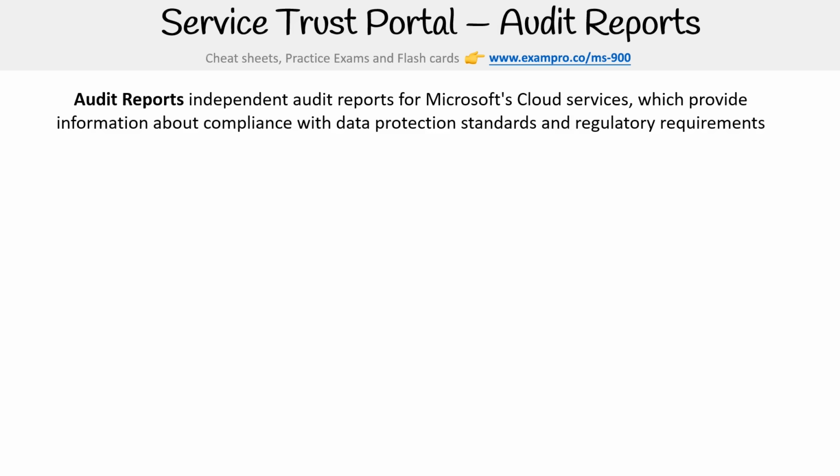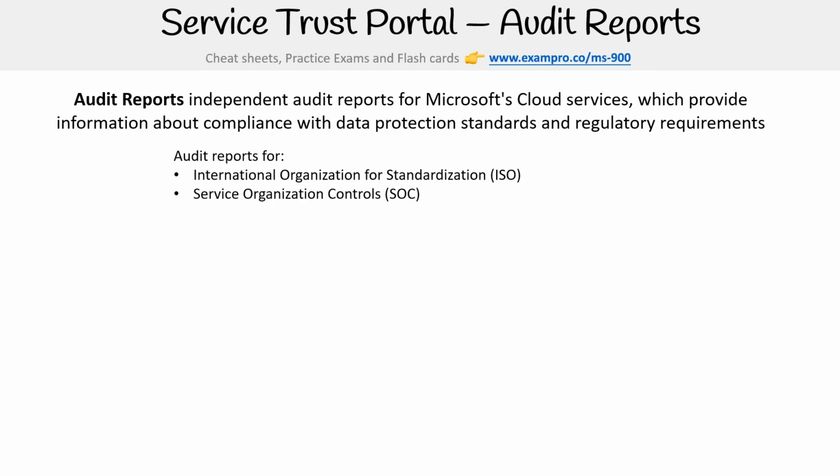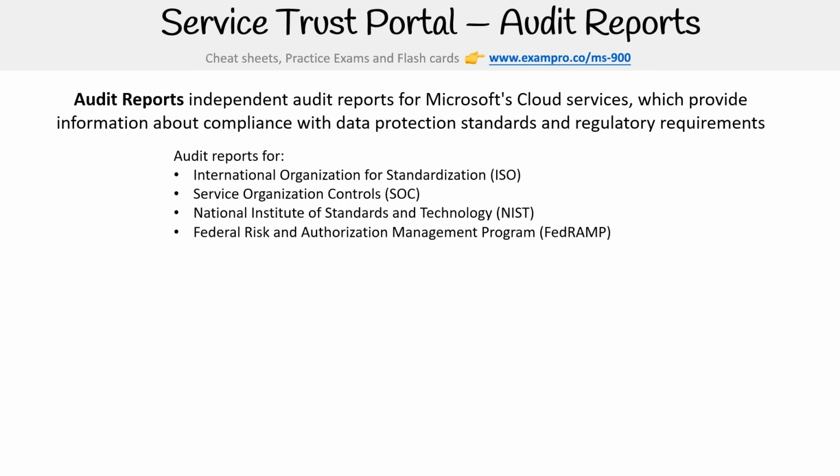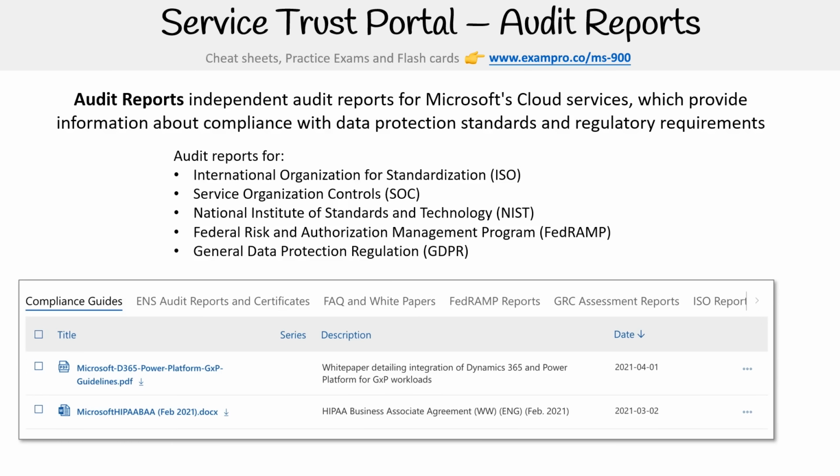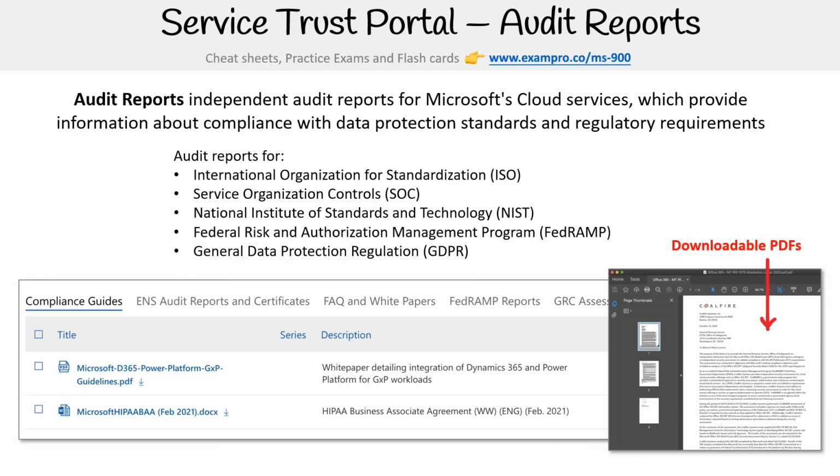And so audit reports are independent audit reports for Microsoft's cloud services, which provide information about compliance with data protection standards and regulatory requirements. So you'll get audit reports for International Organization for Standardization, Service Organization Controls, National Institute of Standards and Technology, Federal Risk and Authorization Management Program, and General Data Protection Regulation. So you'll get a list of documents and PDFs that you can download. You can open them up and see how Microsoft and Azure are being compliant.